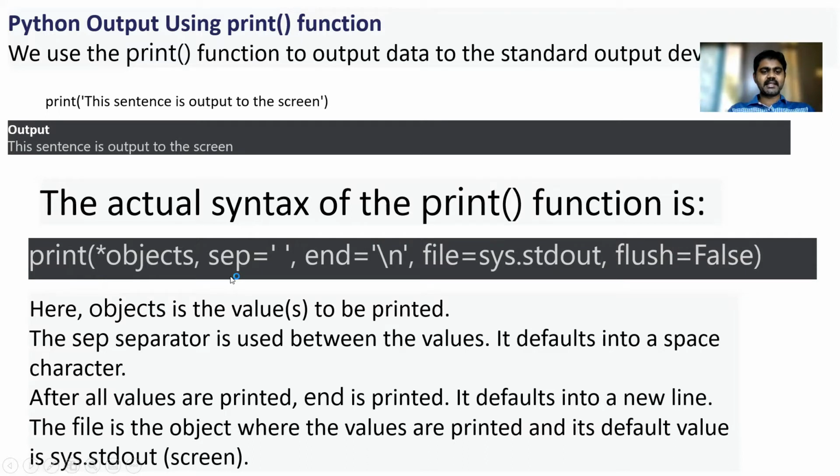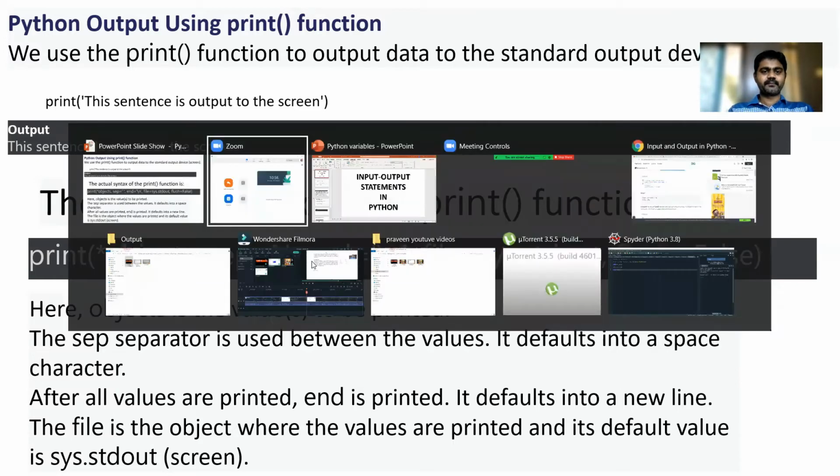So here sep is nothing but separator. End, we are ending with a new line. So file equal to sys.stdout, flush equal to false. I will explain it, but before that, we'll see how the print function works.